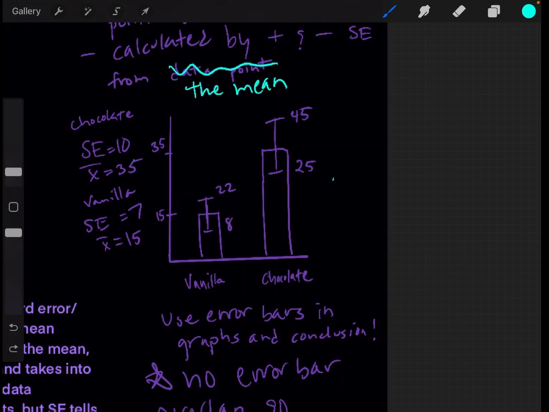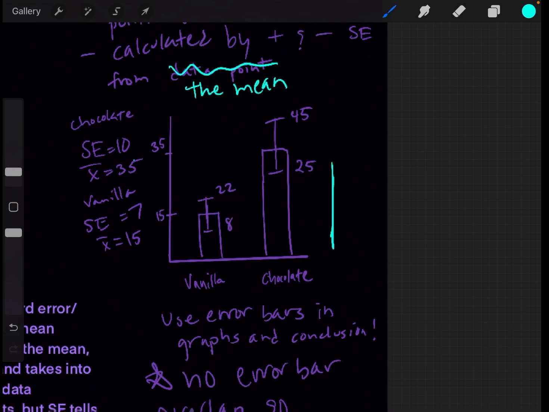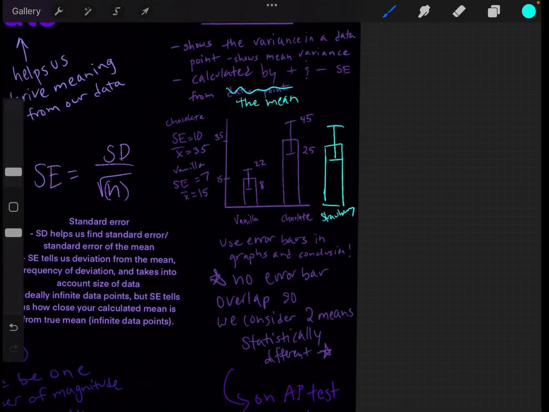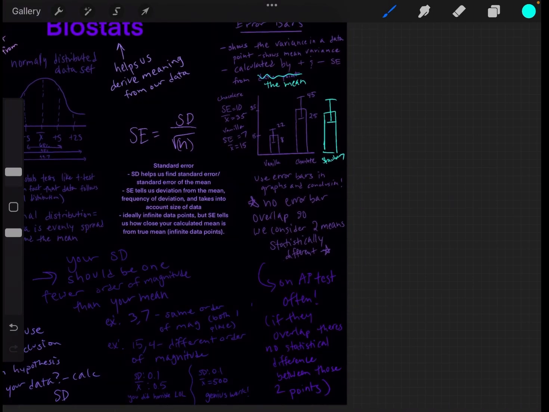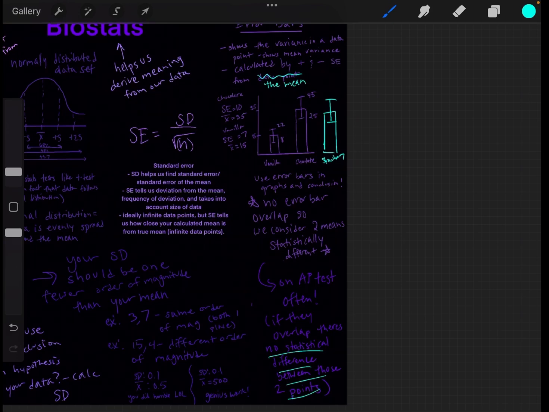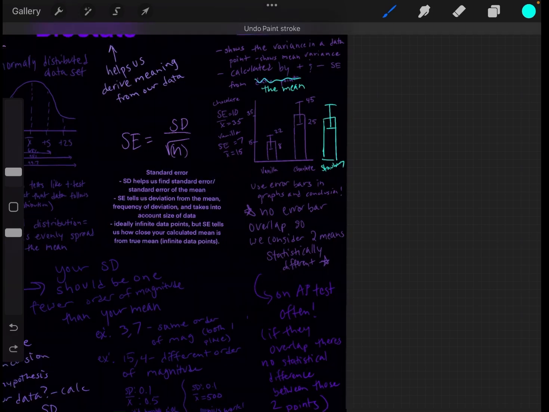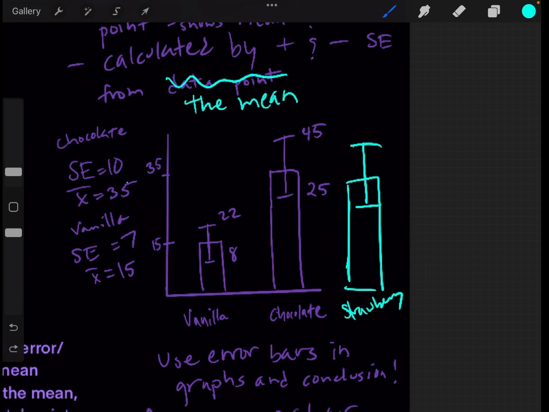But if I were to add a third category, let's say this is strawberry ice cream, and this was our error bar. It looks something like this. Yeah, these means would have no statistical difference between the 2 points because the error bars overlap. We have a lot of overlap space here and a lot of overlap space here.